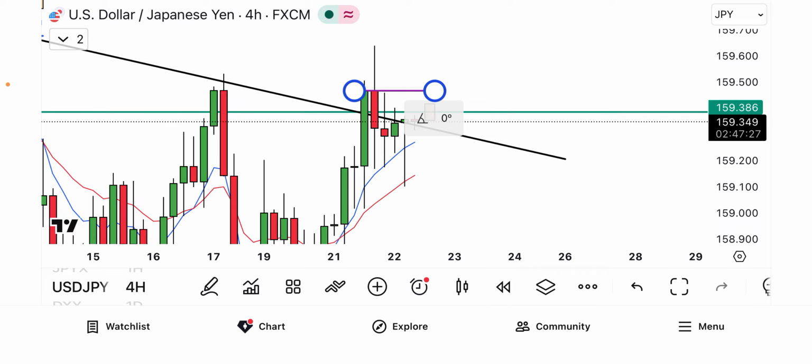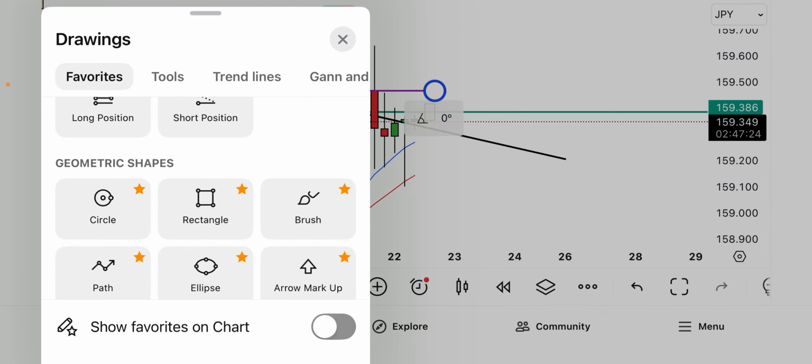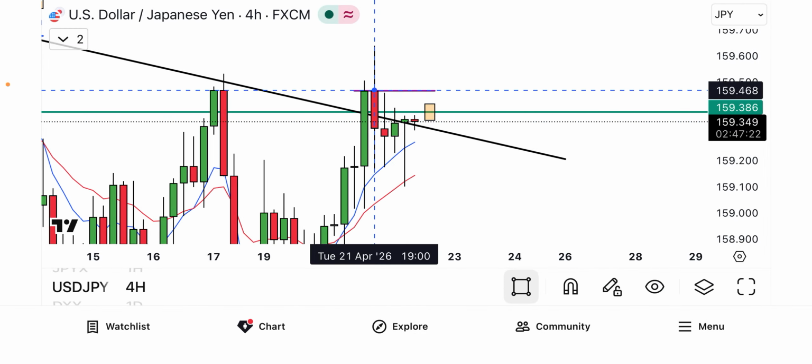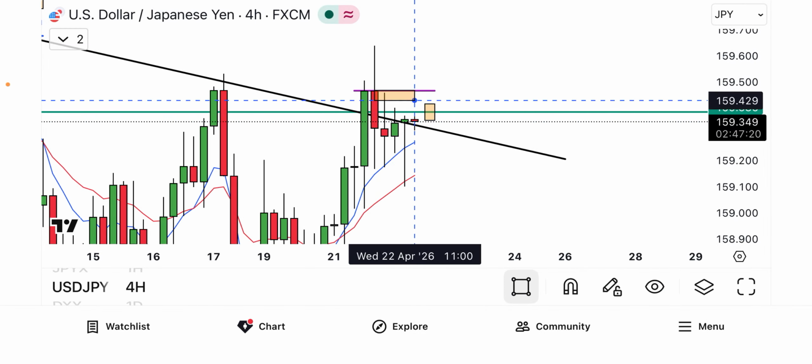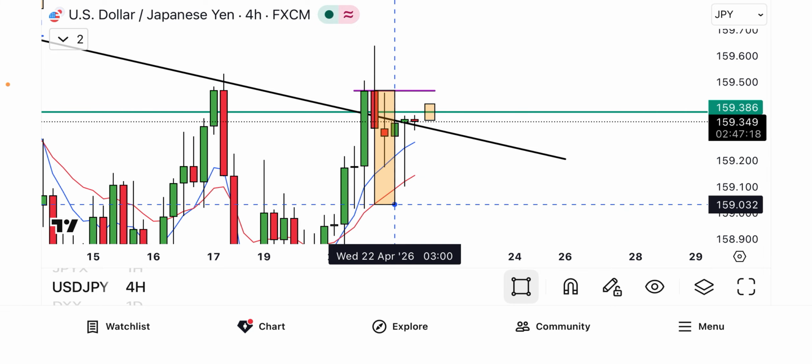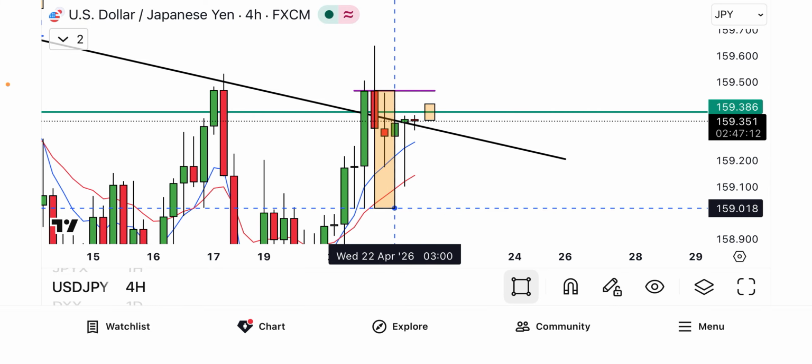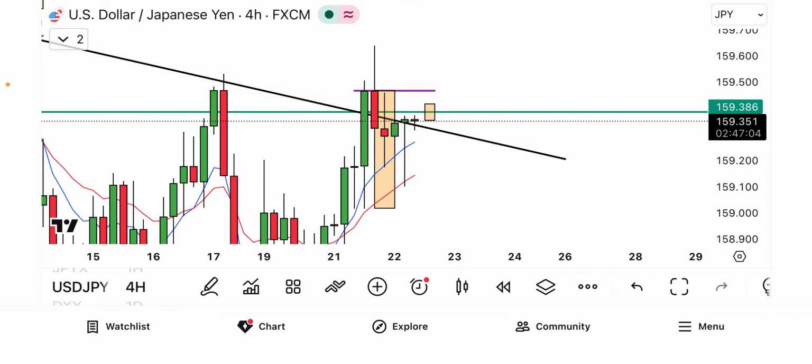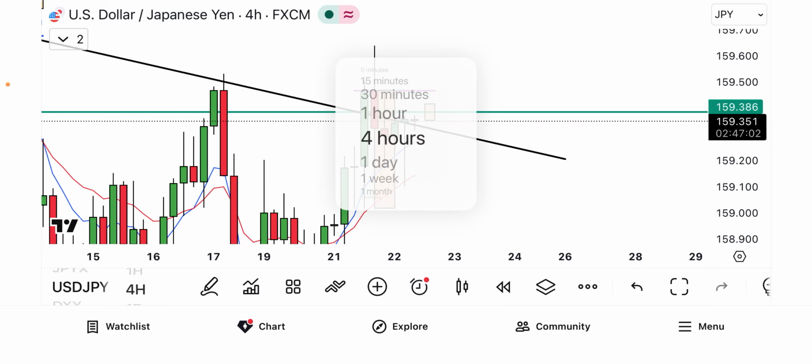So you add your rectangle from this place to this place. That's the close of the body of the candle to the wick. Your rectangle will be there from the top to the down, right? Then you go to the 5 minutes.